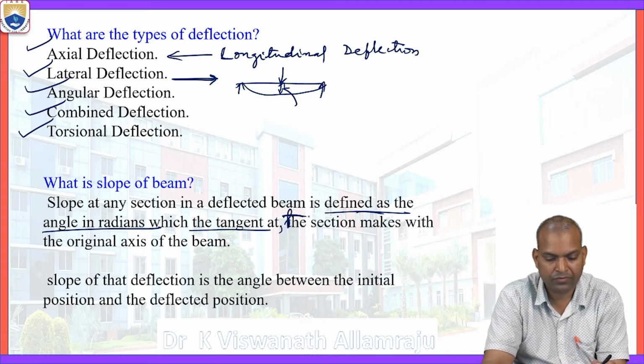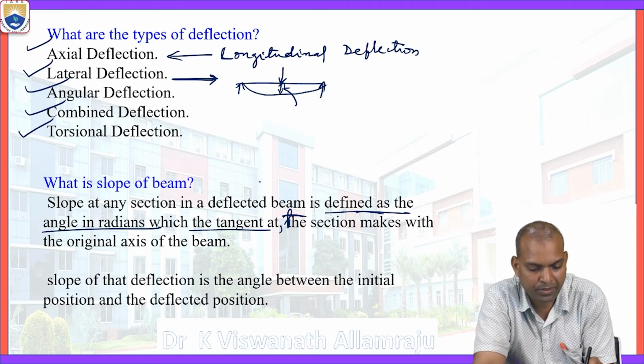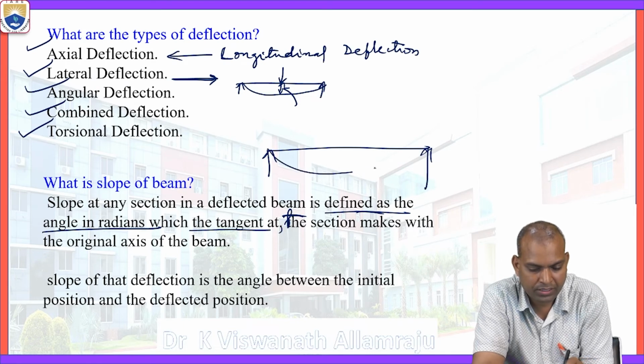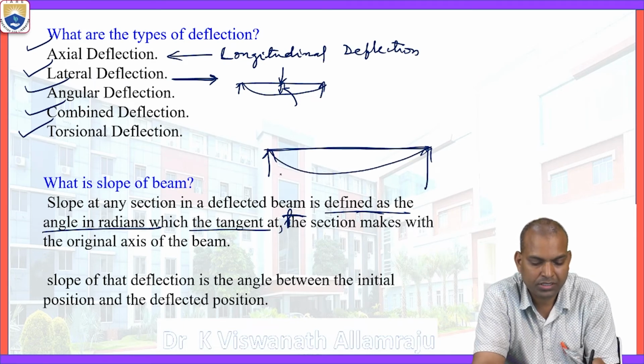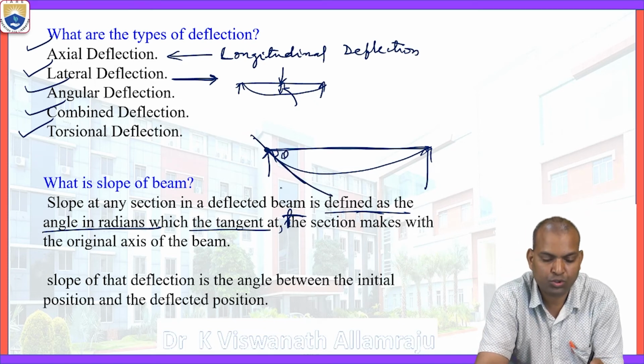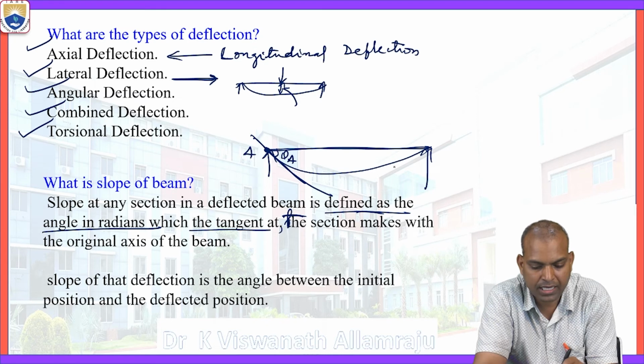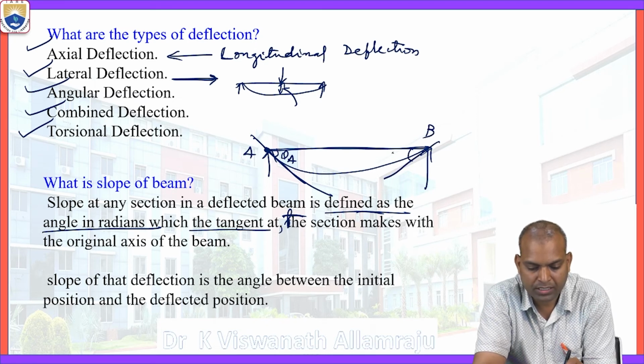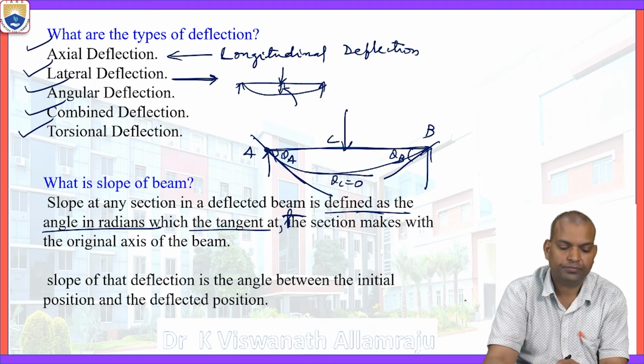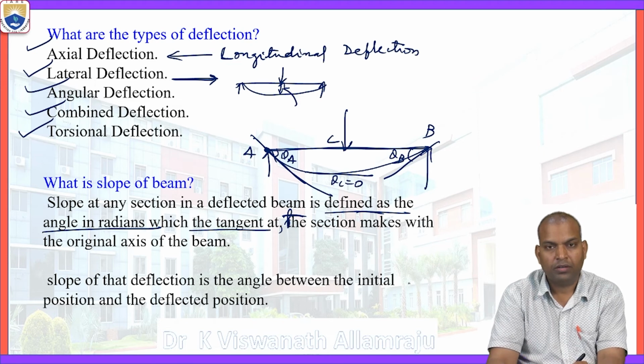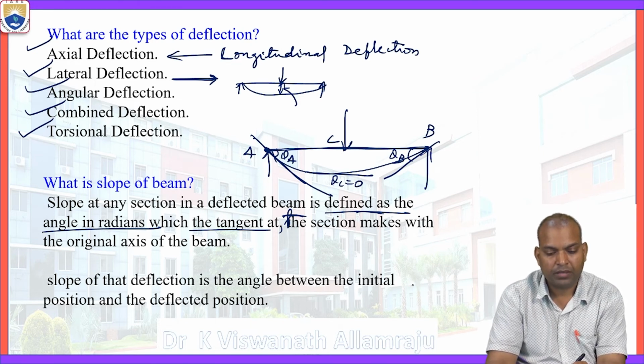The slope is the angle the tangent at the section makes with the original axis of the beam. So that's what we have studied: when there is deflection, the angle between the original axis and the deflected tangent at a point. What is the slope at the support? That is theta A. The slope at support B is theta B. The slope at the center, theta C, is equal to 0. That is for a simply supported beam subjected to a concentrated load at the center of the beam.